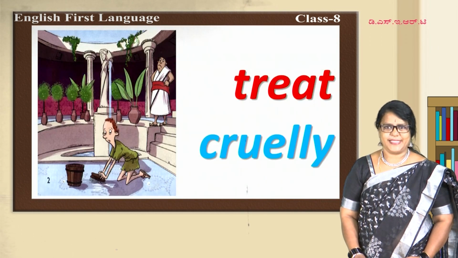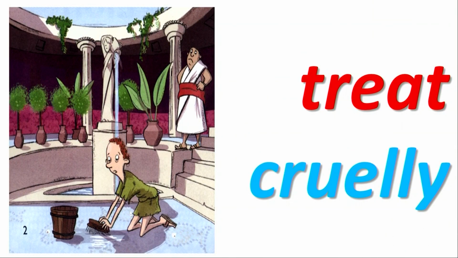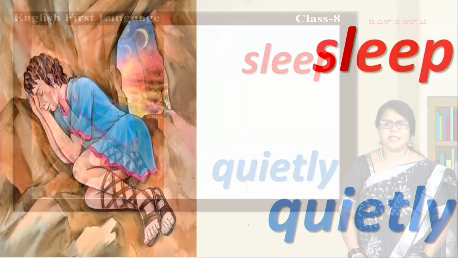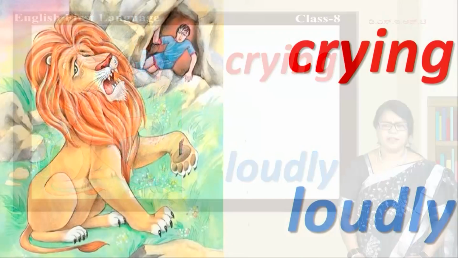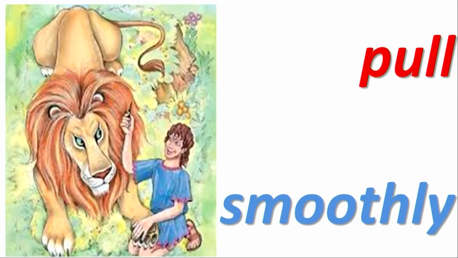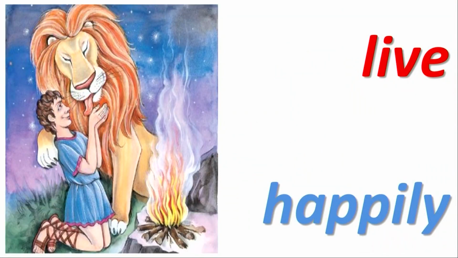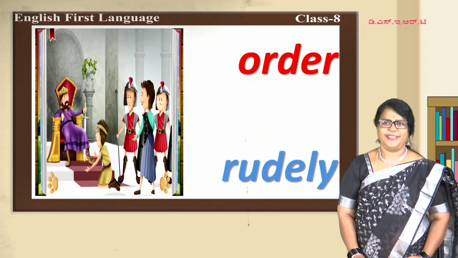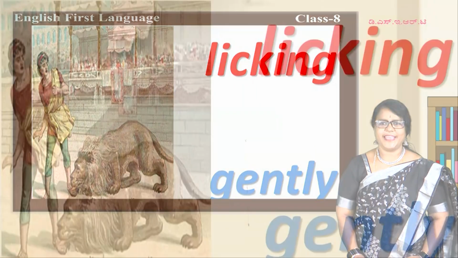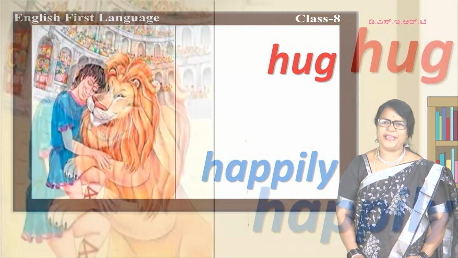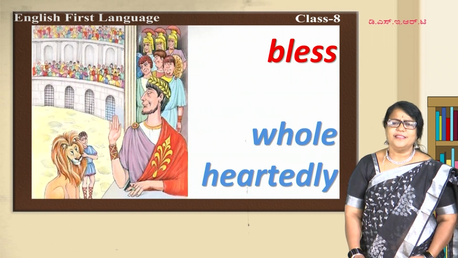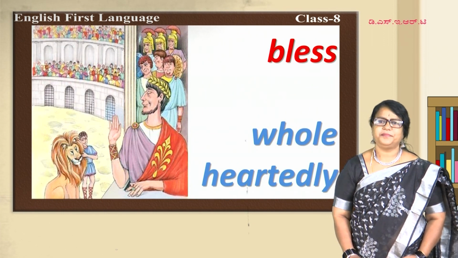How an action happens. Treat. How was this done? Treat cruelly. Escape secretly. Sleep quietly. Crying loudly. Pierce deeply. Pull smoothly. Live happily. Punish severely. Order rudely. Watch seriously. Licking gently. Hug happily. Inquire softly. Bless wholeheartedly. This is how action words are exposed.